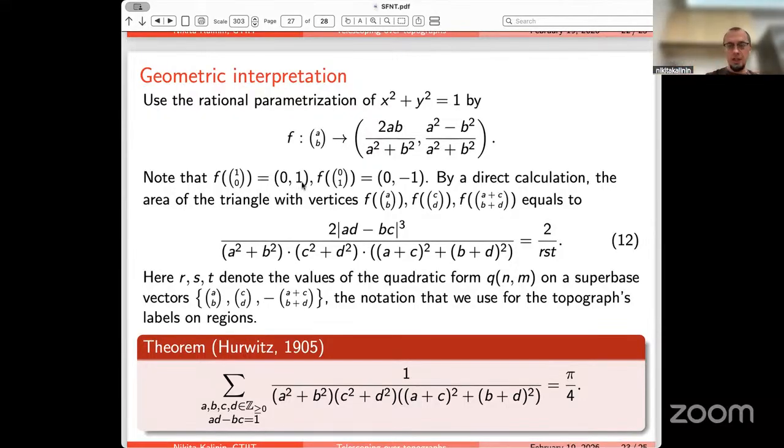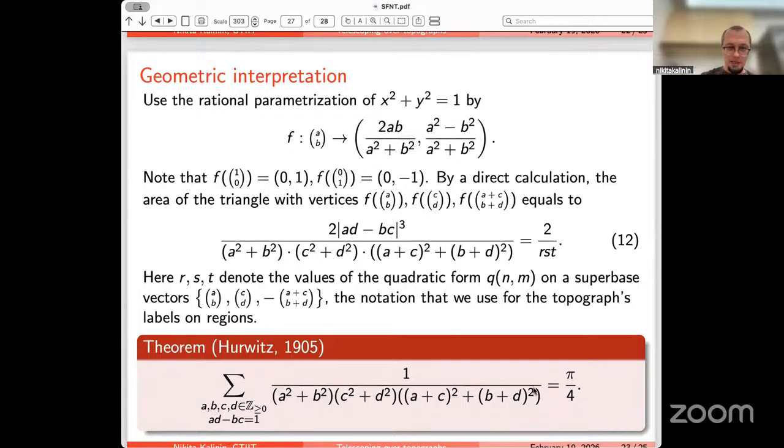But then you can check that if you have points A, B, C, D, and A plus C, B plus D, that's the median between these two rational points, then the area of the triangle with such vertices on this circle is given by this. So that's exactly AD minus BC is 1, because we consider only such pairs of vectors. And here we have exactly this RST.